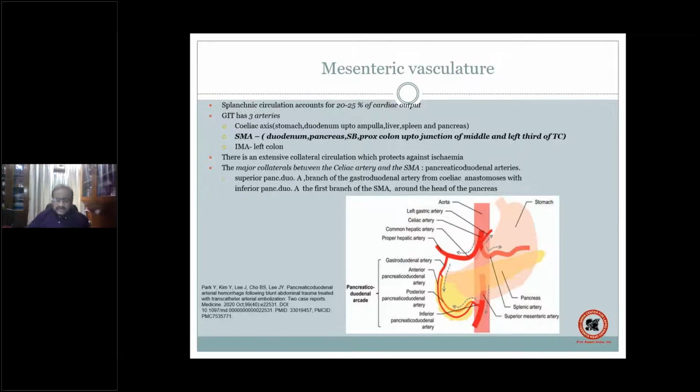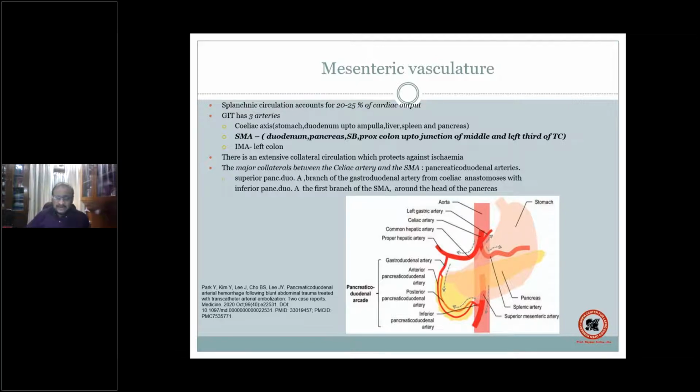Now, as far as the small bowel is concerned, it is the superior mesenteric artery which is of prime importance, supplying the duodenum, the pancreas, small bowel, and proximal colon up to the junction of the middle two-thirds and the left third of the transverse colon. Remember, when we were talking about the embryology of the small bowel, we referred to the parts supplied by the superior mesenteric, and we said right from the second part of the duodenum up to the junction of the left third and the middle two-thirds of the transverse colon.